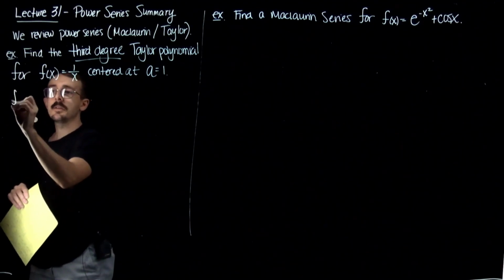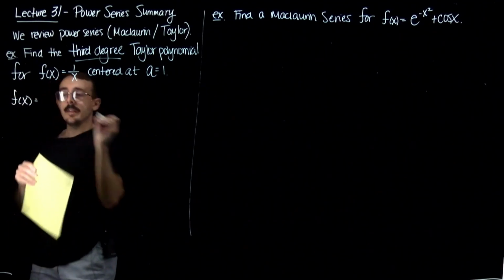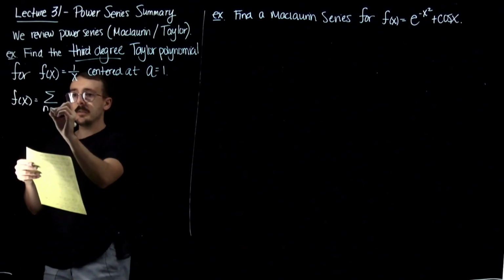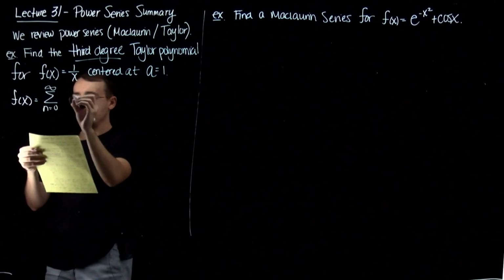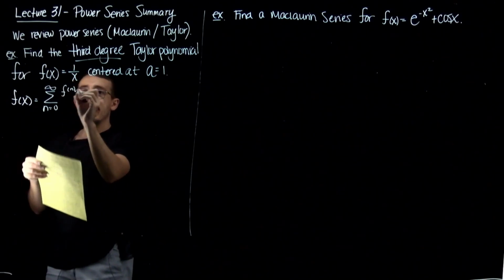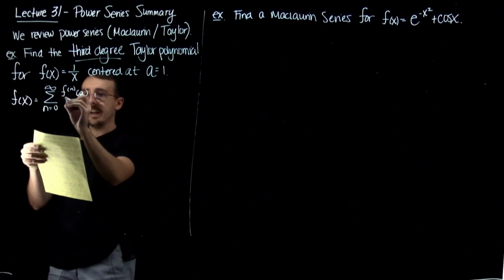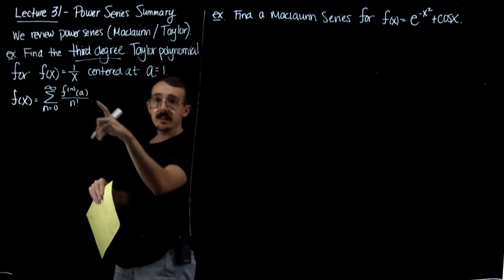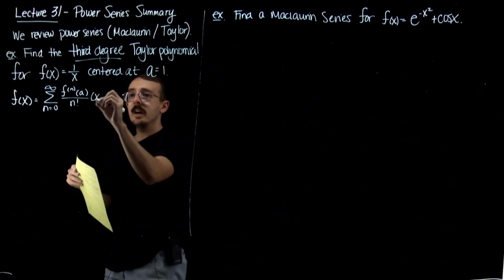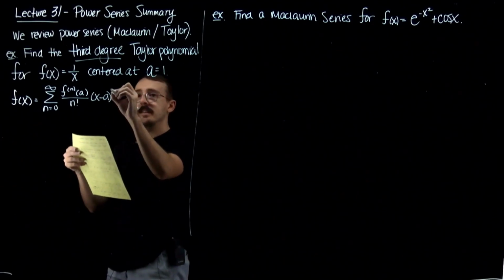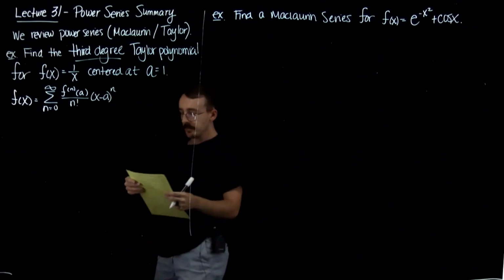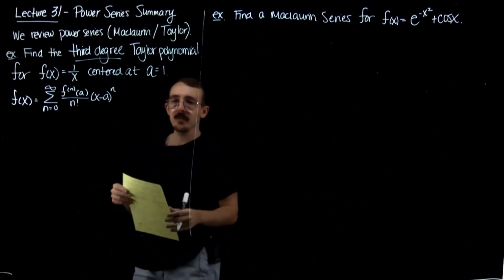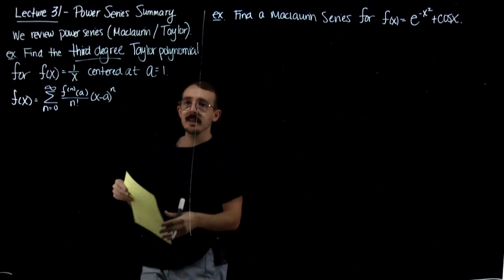I want to remind you that the formula for this is going to be summation n equals 0 to infinity, the nth derivative of f at a divided by n factorial. So these give us the coefficients for the Taylor polynomial. And you multiply this by x minus a to the n. So I'm using this formula that we've talked about before to build the third degree Taylor polynomial.